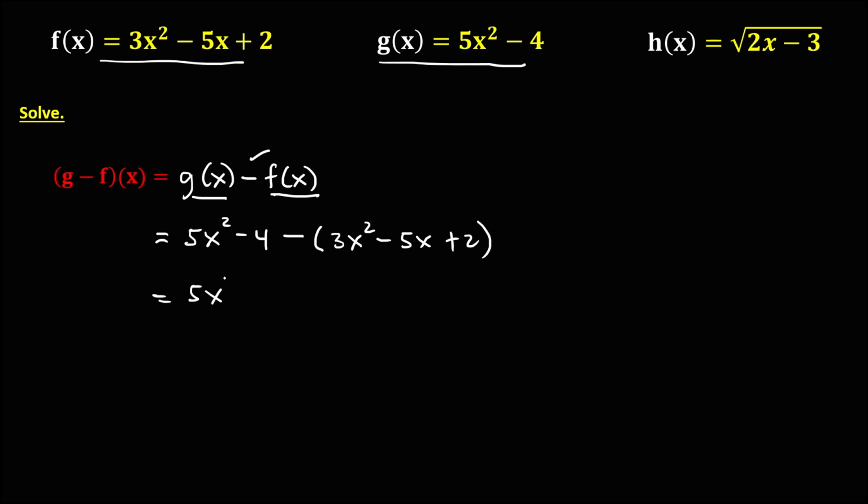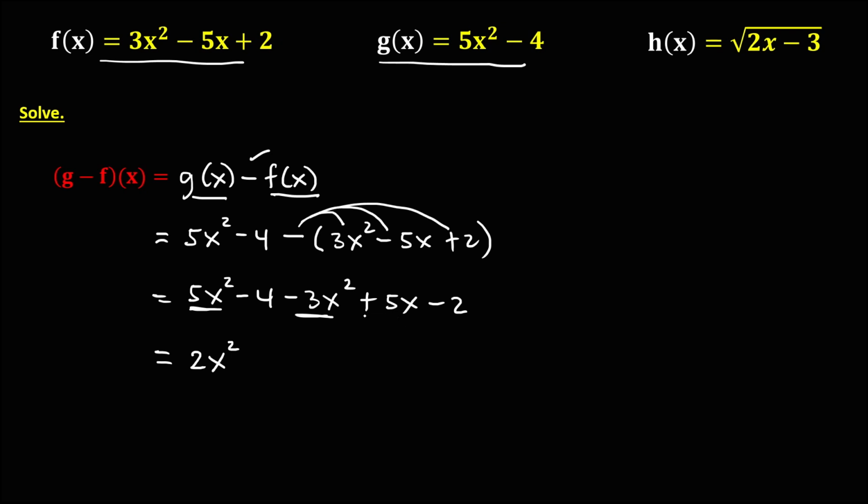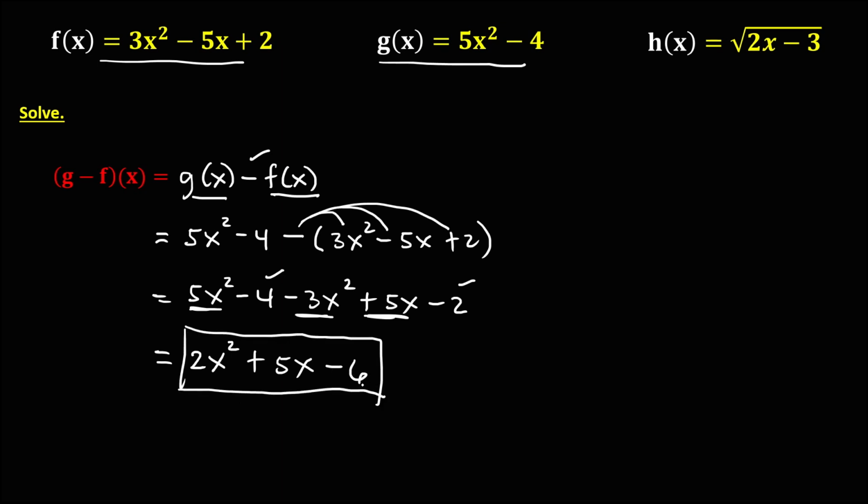Then to simplify, we need to distribute this negative. So this becomes negative 3x squared, negative times negative, so we have positive 5x, then negative 2. Then combine like terms. This 5x squared and negative 3x squared is positive 2x squared. Then bring down this positive 5x. And for this negative 4, negative 2, that's negative 6. So this is now the value for this function.